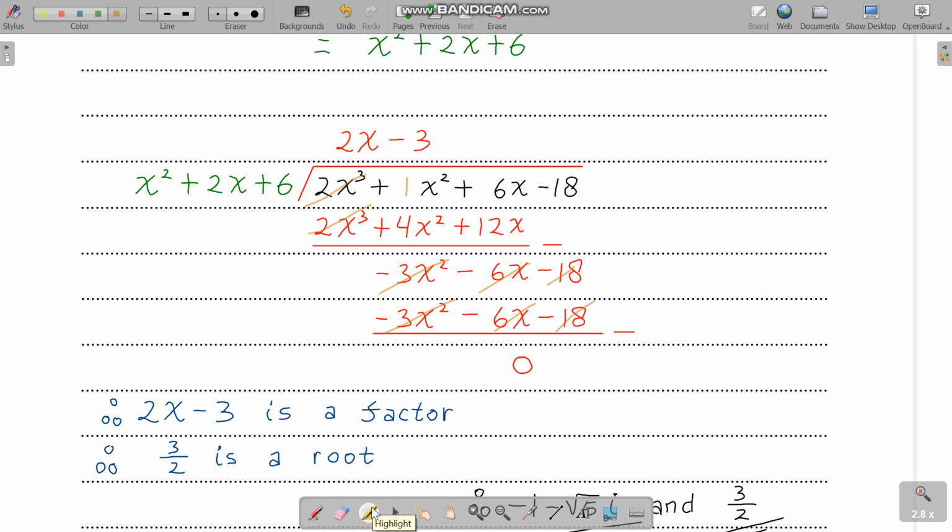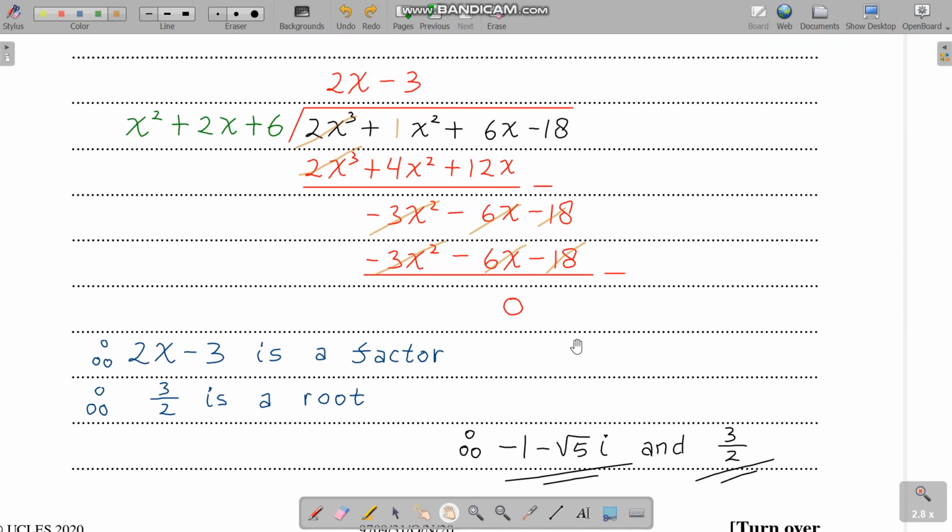So after we do long division, we get the real linear factor. Now since 2x minus 3 is a factor, we can solve this equals 0, and we get the root, which is 3/2. So in conclusion, the other roots are this from the complex conjugate and this from the linear factor.